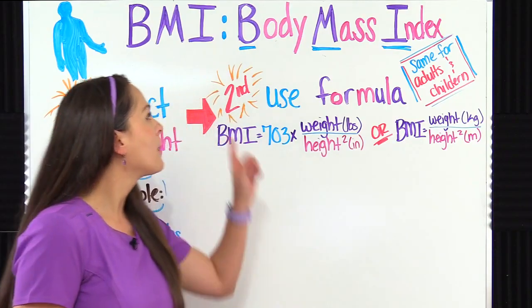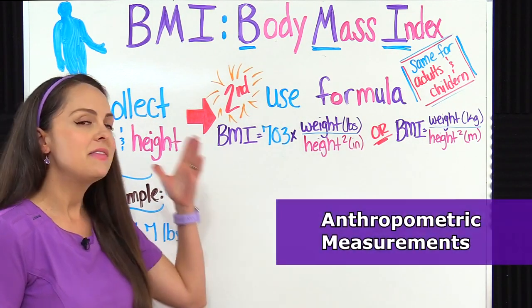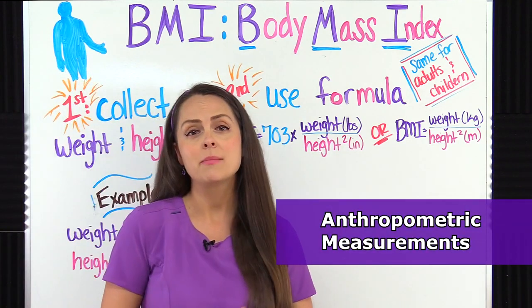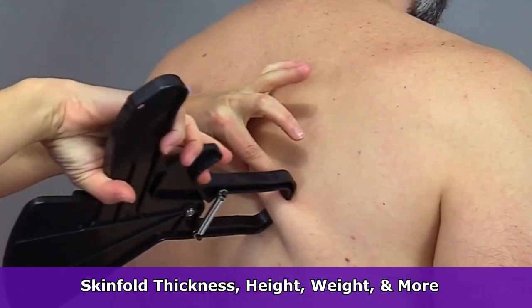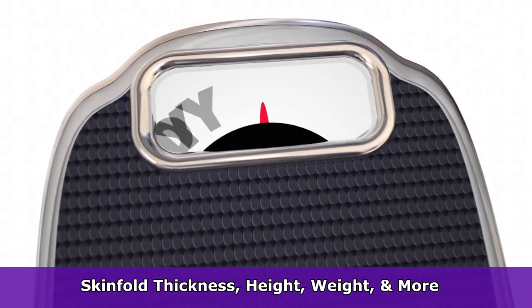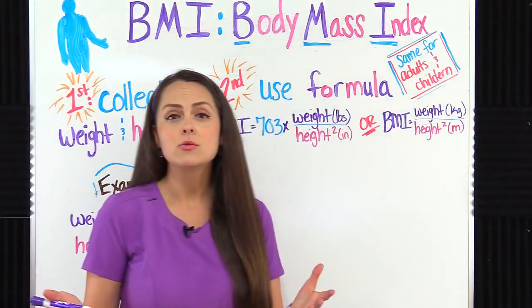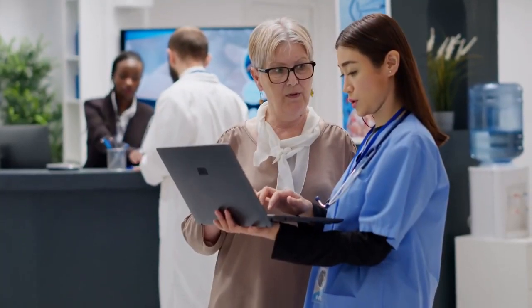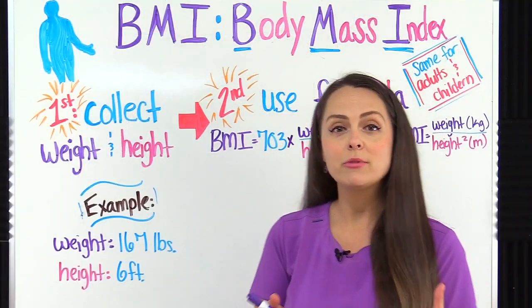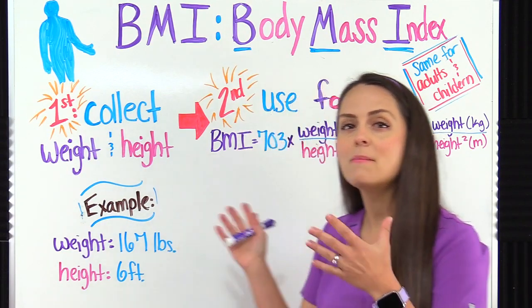BMI stands for Body Mass Index, and this is one of the anthropometric measurements that we collect during a health assessment, along with other measurements such as skin fold thickness, height, weight, and so on. Now, BMI scores are really helpful because they allow us to screen patients for potential health problems. So in this video, I'm going to show you how to calculate this number manually.